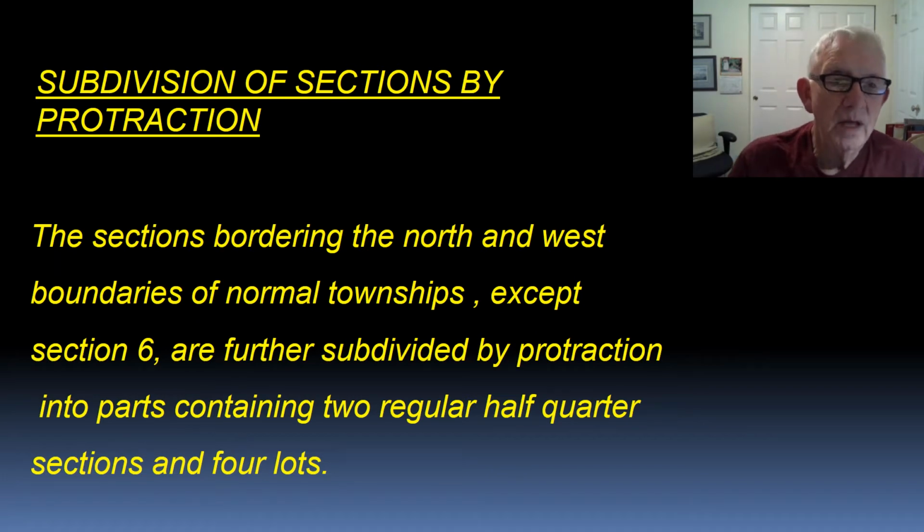Now, sections bordering the north and west boundaries of a normal township. That's where we're throwing the error. Except section 6, and we'll talk about section 6 in a minute, they are further subdivided by protraction into parts containing 2 regular half-quarter sections and 4 lots. And we'll see this coming up when I show you a graphic of this.